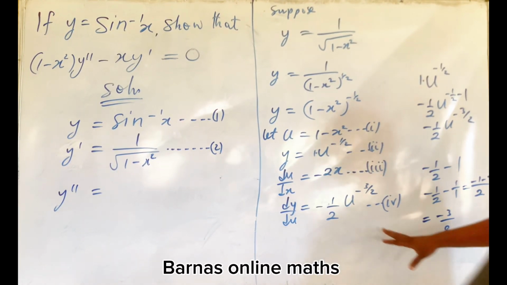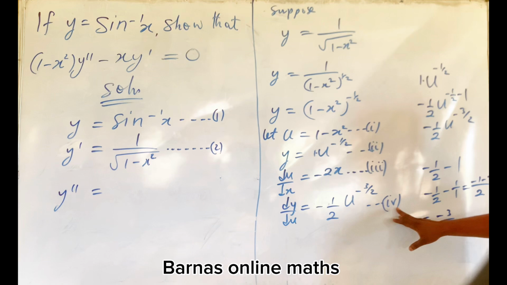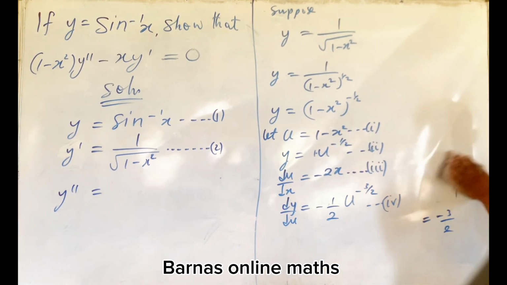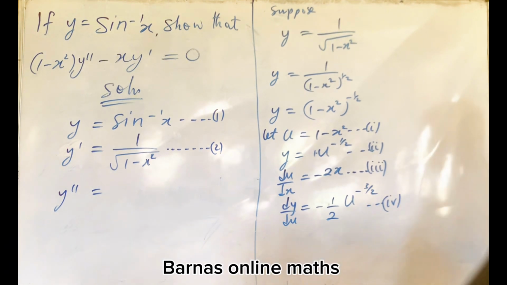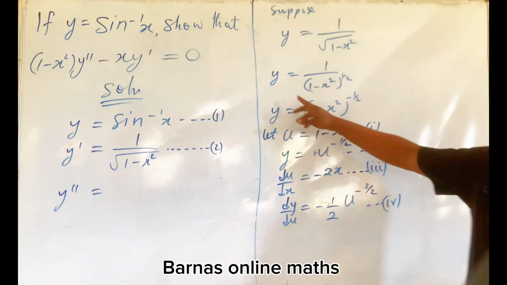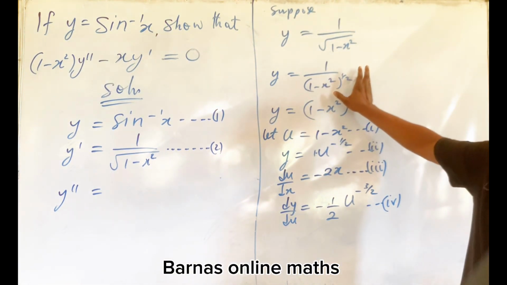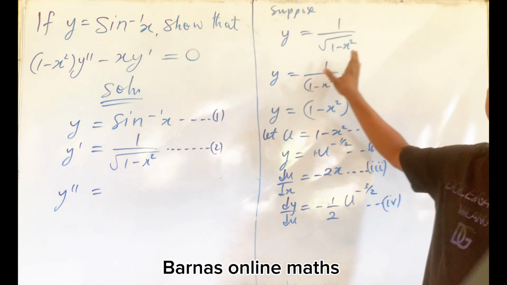Okay, so this becomes equation 4. Let's clean up this. What are we looking for? We're expected to differentiate y with respect to x here, which will give us dy dx.